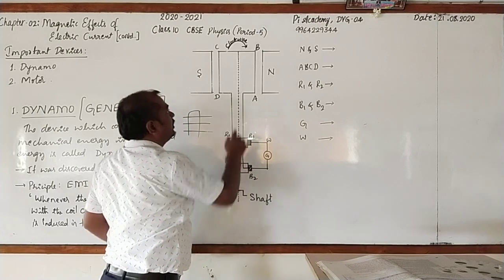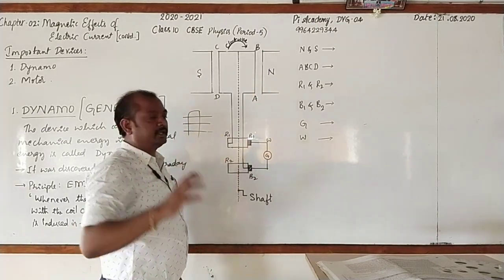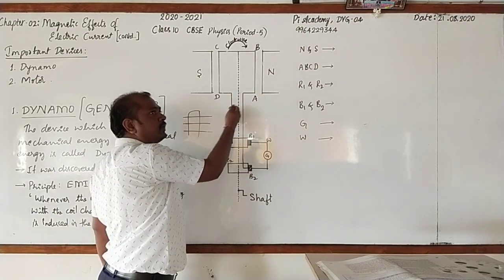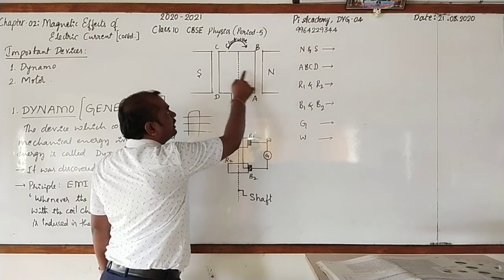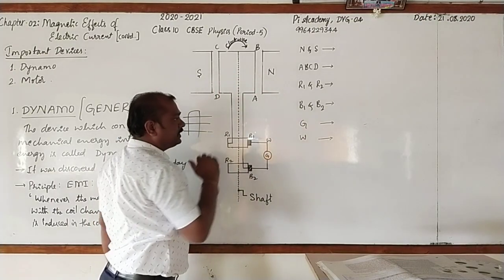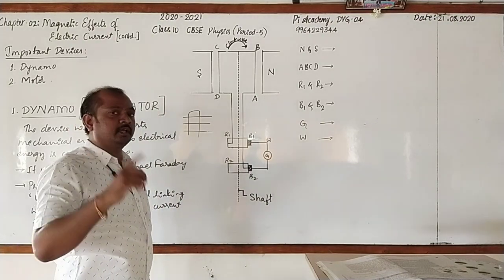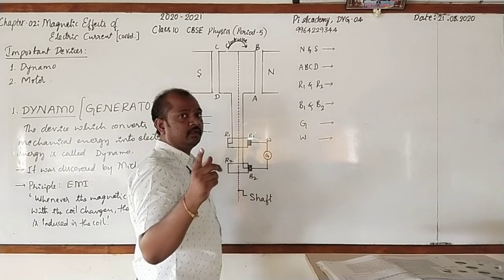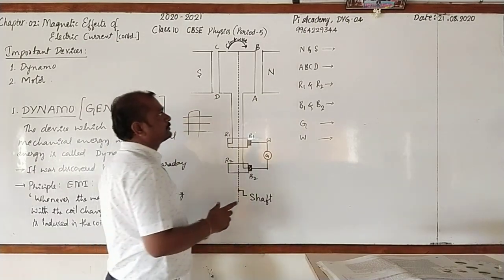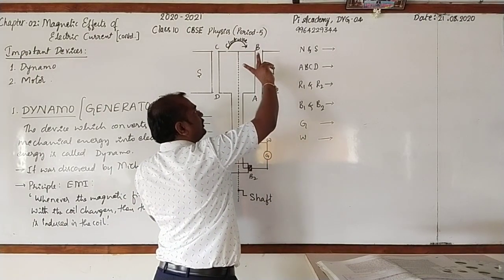When this rectangular coil is there, it is also known as armature. When this armature is made to rotate in the clockwise direction, then magnetic field linking with this coil changes. Then the current is induced. Then what is the direction of current? This direction of current can be known by using Fleming's right hand rule, which is also called dynamo rule. Observe it. Now I am going to use the Fleming's right hand rule.